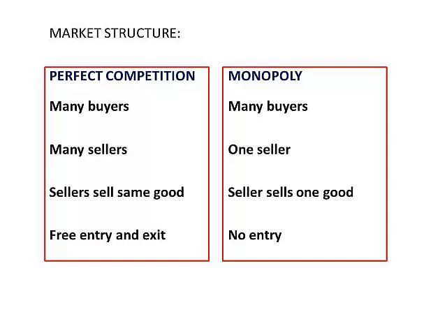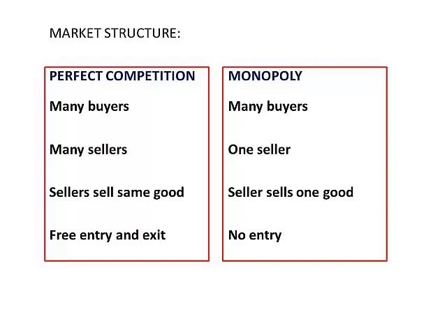Well, the answer is the market structure. In particular, whether it is a competitive market or a monopoly. If it's a perfectly competitive market, we'll have many buyers, many sellers, and all the sellers will sell almost the same or exactly the same good, and we're going to have free entry and exit. Of course, if it's a monopoly, there will be many buyers, but only one seller.